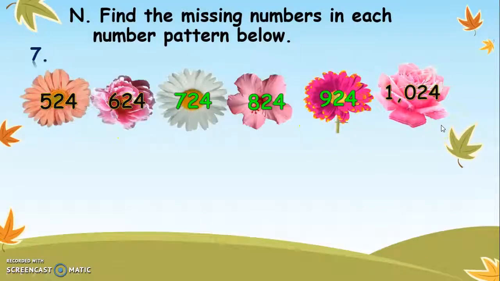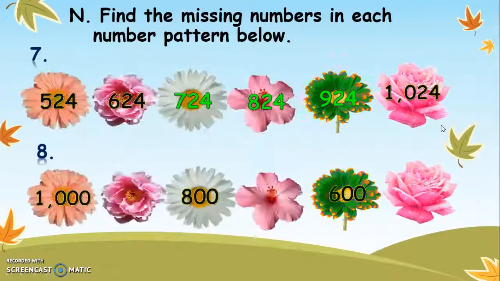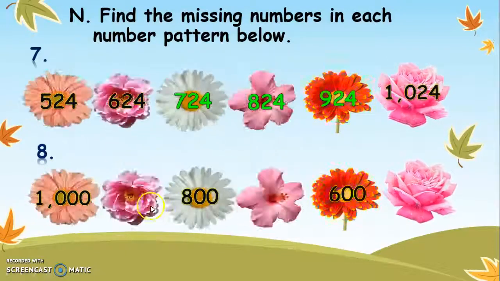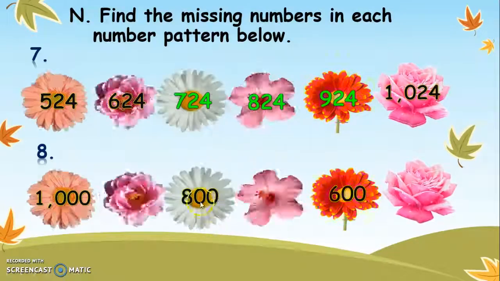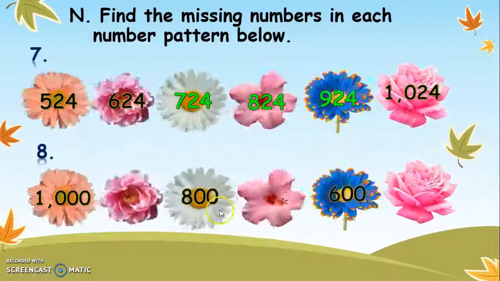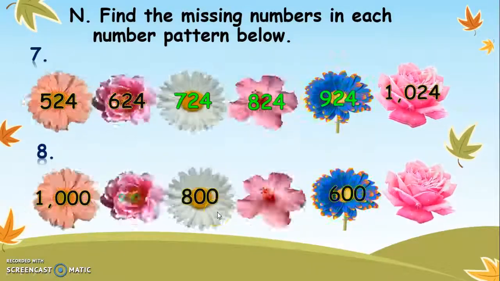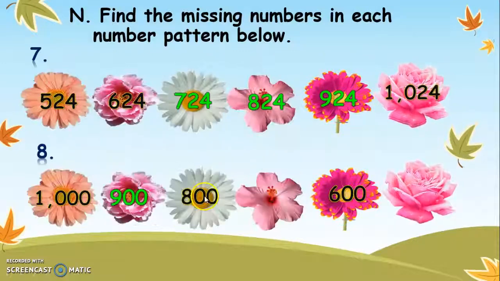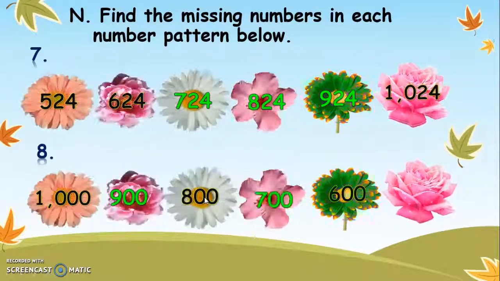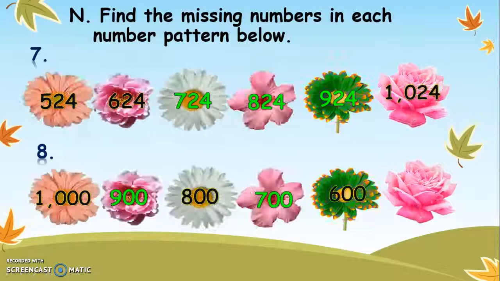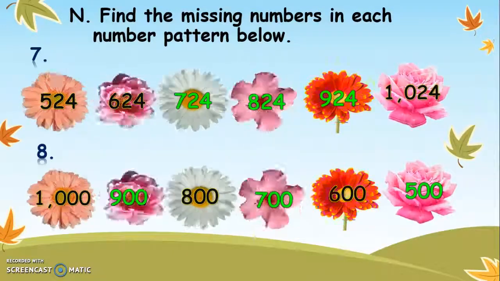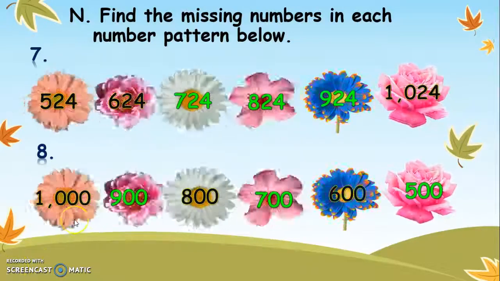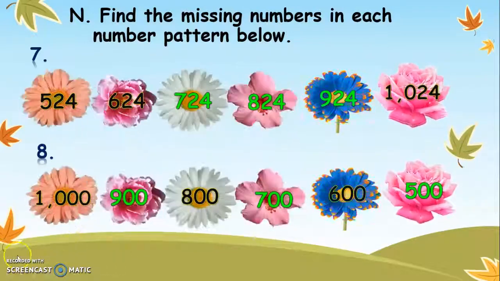Now for number 8, this is our last example. You have 1000, a missing number, and 800. Between 1000 and 800, the missing number is 900. And then you have 800, followed by 700, 600, and 500. From this last example, we can see that the numbers are decreasing by hundreds.